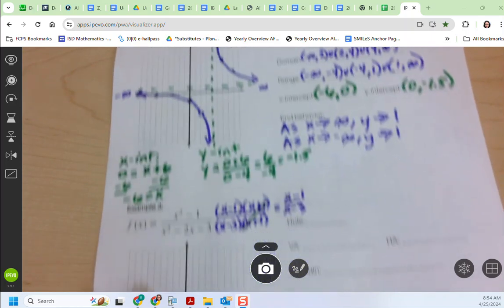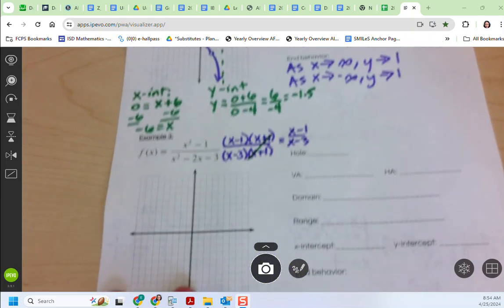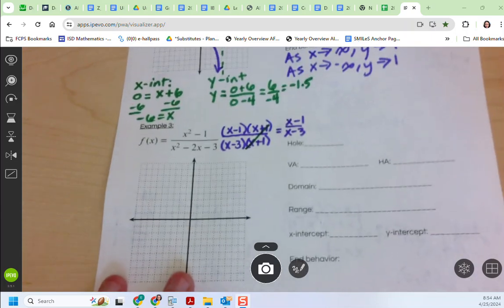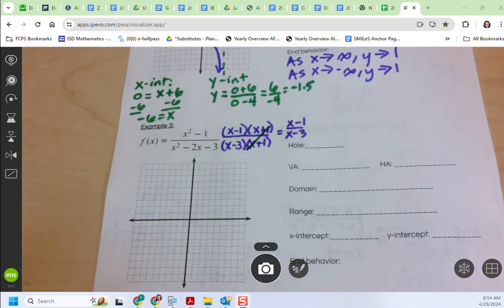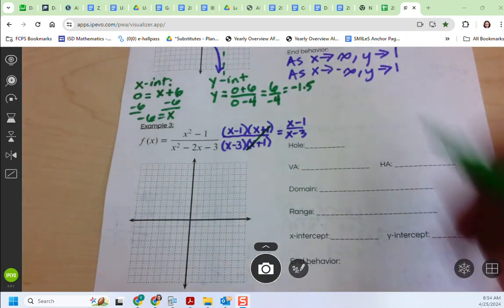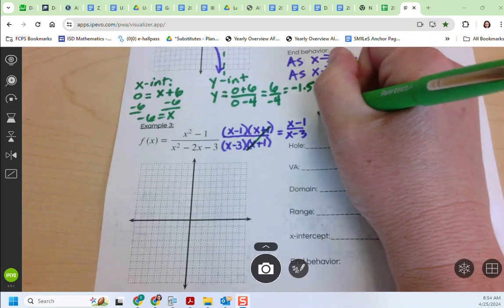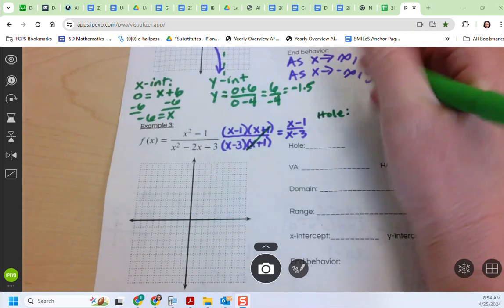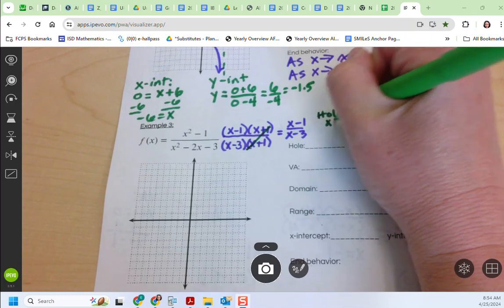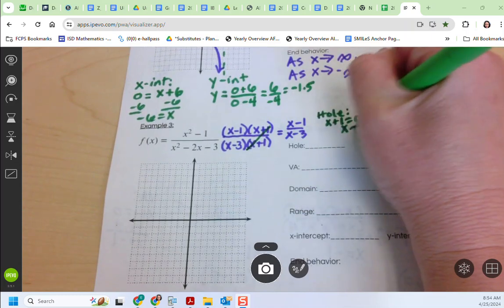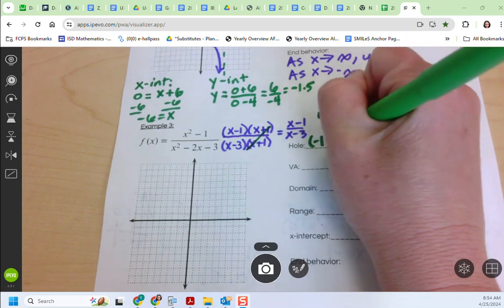You can't see it. Better? Okay. The hole comes from which factor? Yes, the one that canceled out. And because it's in the denominator also, so that's good. All right, so for the hole, I'm gonna start with x plus 1 equals 0, and get x equals -1 and put that there, comma.